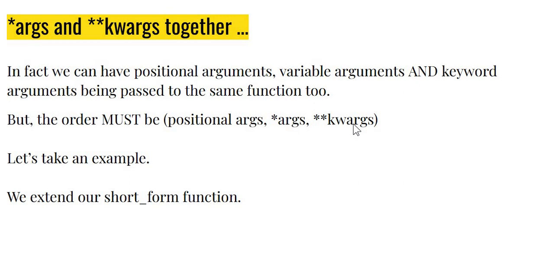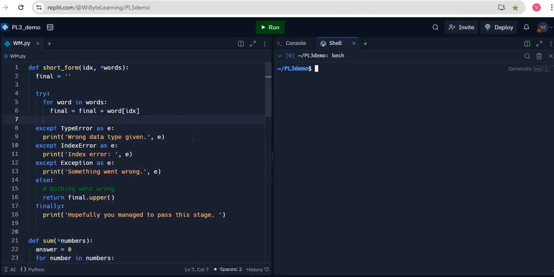Now, once again, examples make things very clear. So let's just take an example. Let's say I come back to my code and I extend my short form function by saying that my player is allowed to pass in some keyword arguments, which I lump in this dictionary called add-ons. Remember, star keyword arguments is basically inside the function a dictionary, and my player will provide the keys and the values for this.